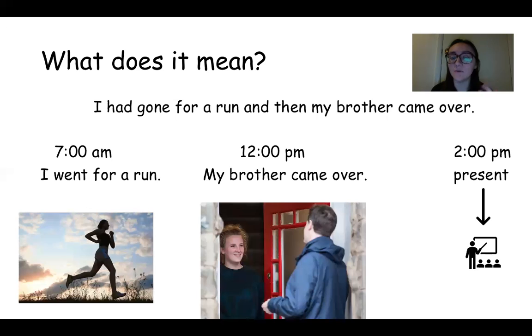We're using had, which is past tense, right? It's a past verb, and we're using the past participle, which is a past verb. So we're using two past verbs together. So why do we use it, and what does it mean? I had gone for a run, and then my brother came over. So this is what the sentence is saying.